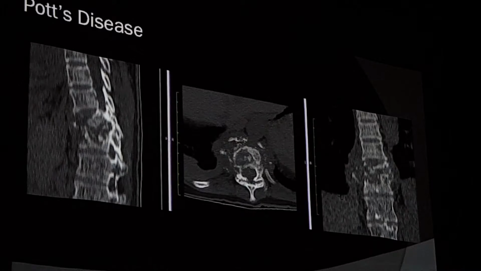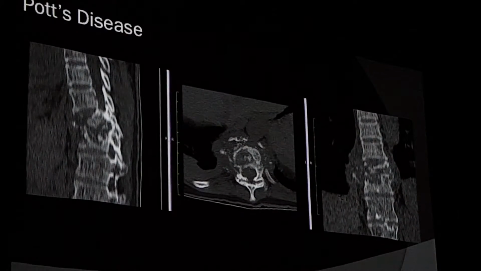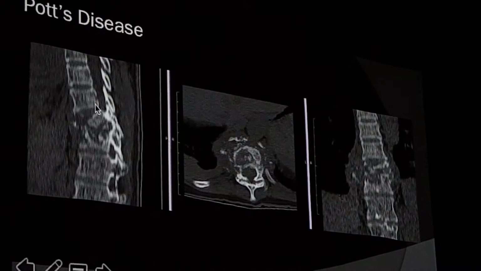Another important thing to talk about in osteomyelitis is your paravertebral abscesses. And that's usually associated with TB. That's why we have Pott's disease. The most important differential for this is malignancy.